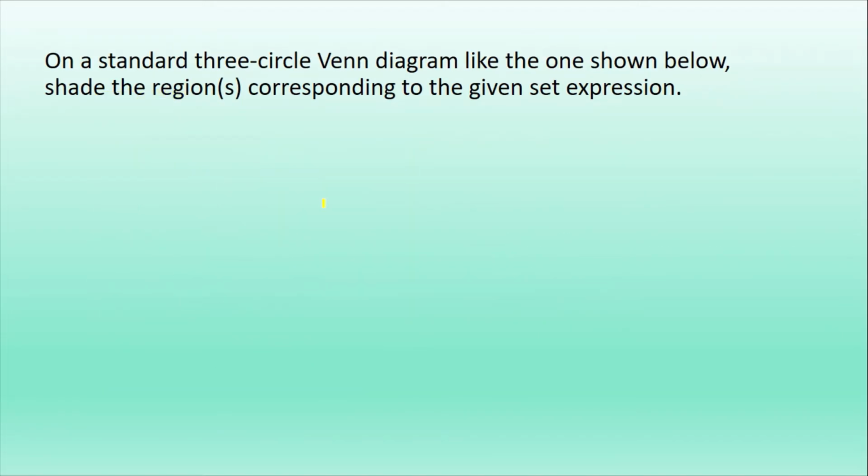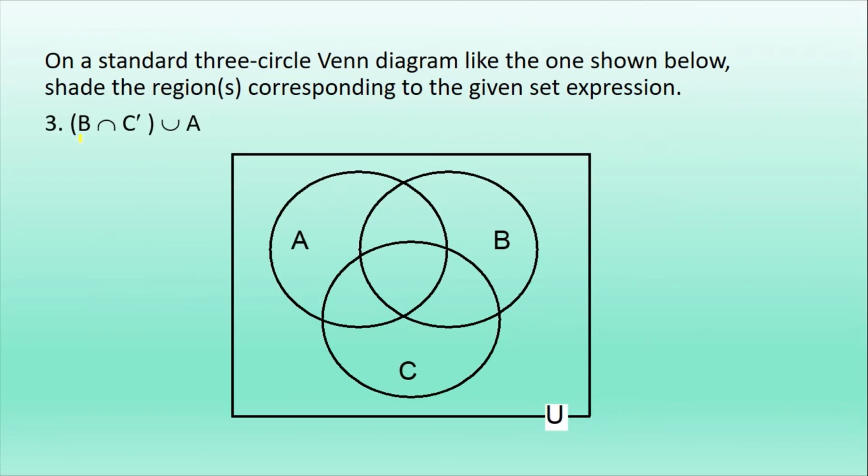Next, how about if we have B intersection C prime union of A? Okay, I'll give you time to answer this one. Pause this video, then answer. Then go back to check whether your answer is correct. So the answer for this one is this.